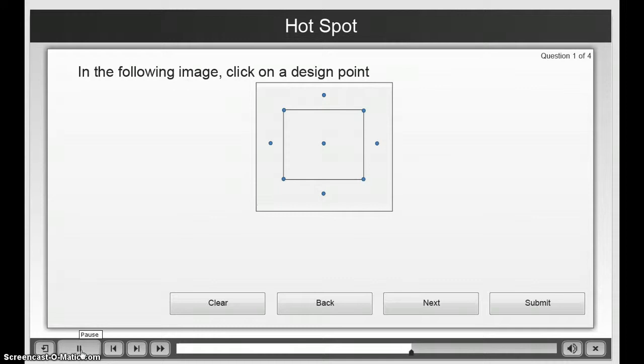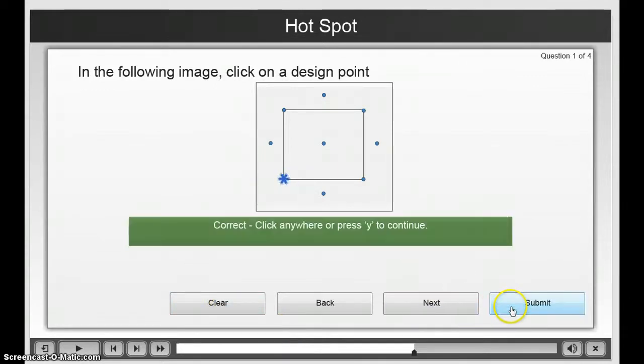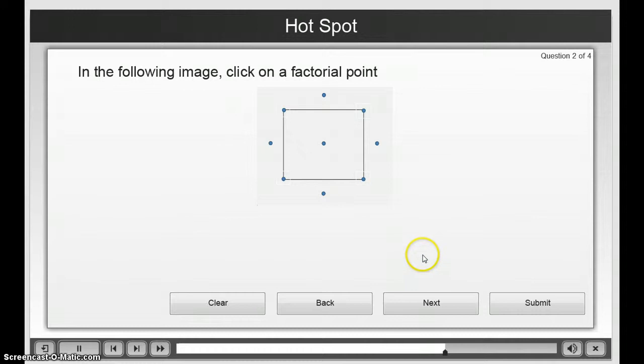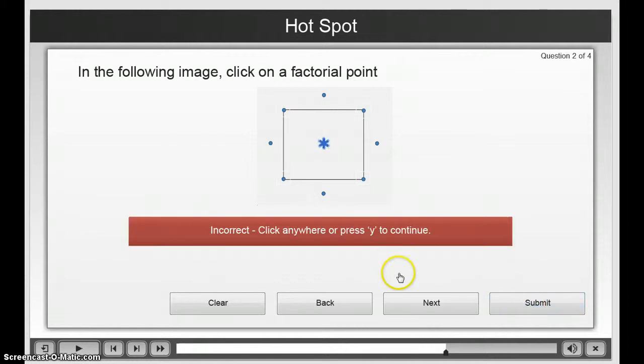So let's look at the following quiz. It says click on a design point. So I will choose design point and submit. So go to the next question. The following image, click on a factorial point. So I'll click somewhere different. So that's incorrect. So remember the factorial points, as I mentioned, were the corner points.